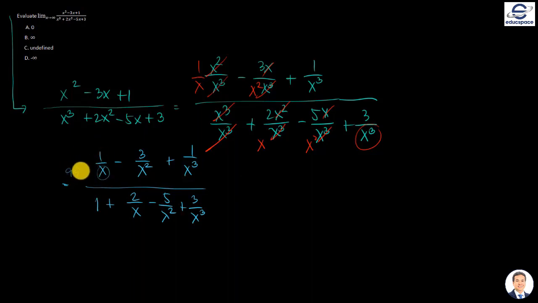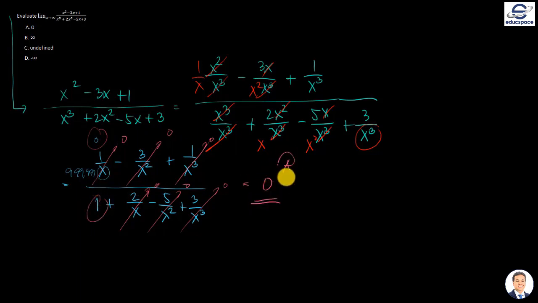Let's say 999,999. 1 over this amount is almost negligible, almost 0. Same as here. This part will become 0. Also 0, also 0. All the terms with x in the denominator will become 0. And what we do have here is 0 over 1, which is basically equivalent to 0. Our answer here is letter A.